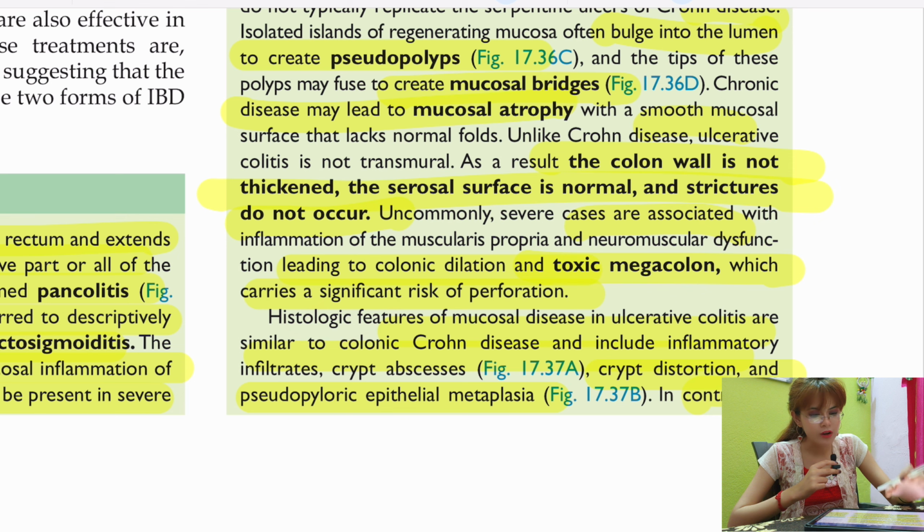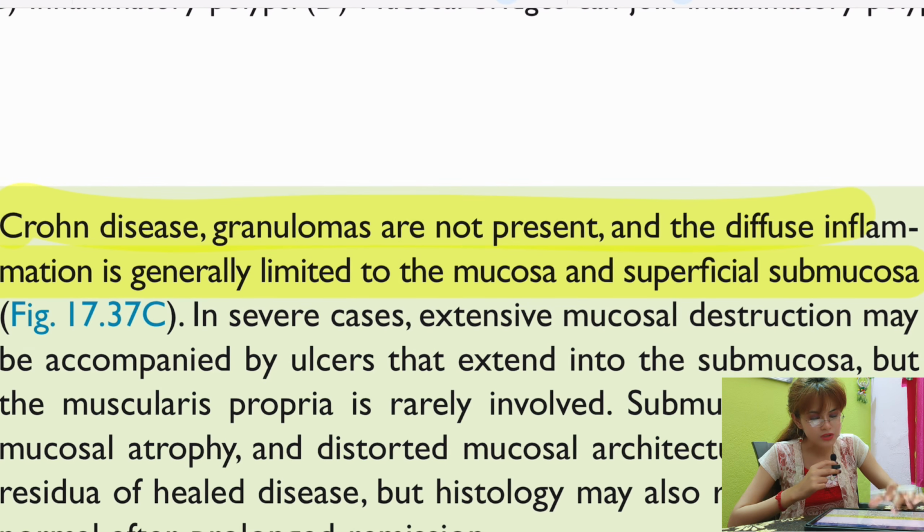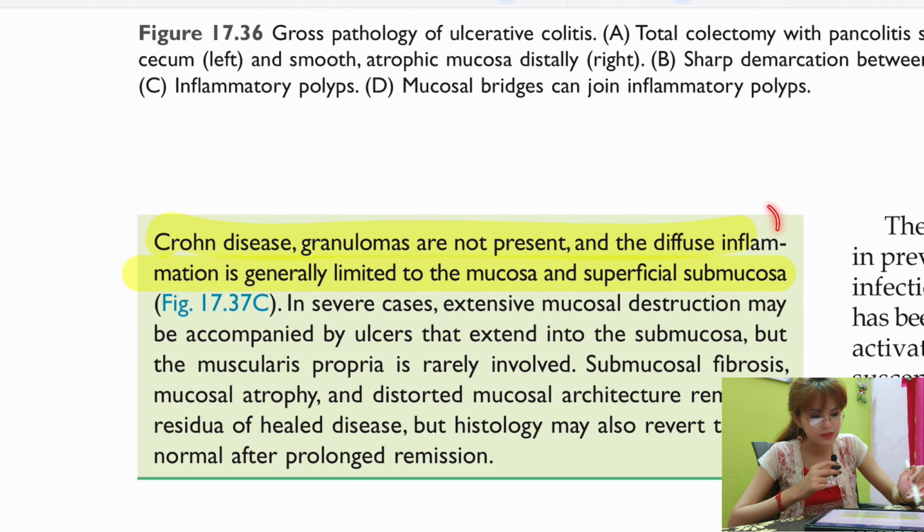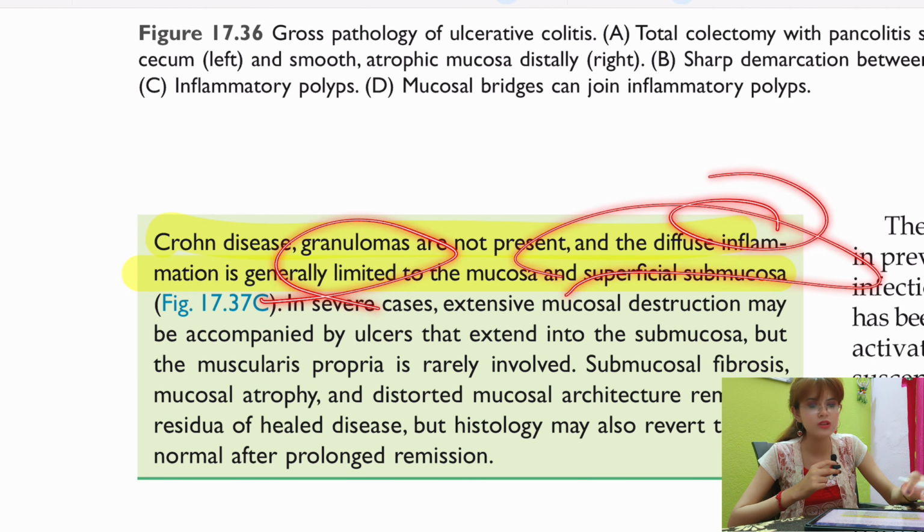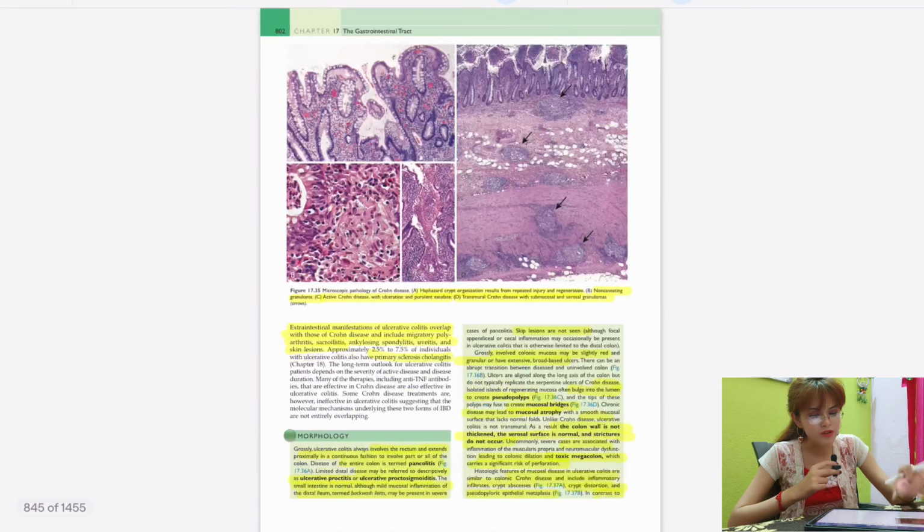Histological features almost overlap, so there will be no questions on overlapping features; questions are usually asked on the differentiating features. In contrast to Crohn's disease, granulomas are not present and the diffuse inflammation is generally limited to the mucosa and the superficial submucosa. I've already mentioned this point here.